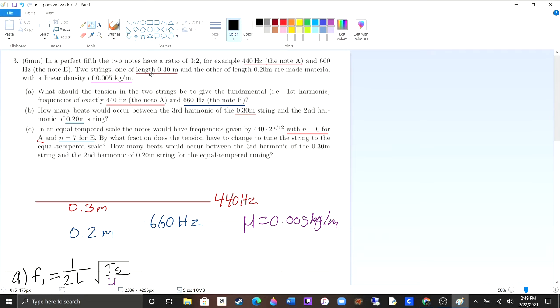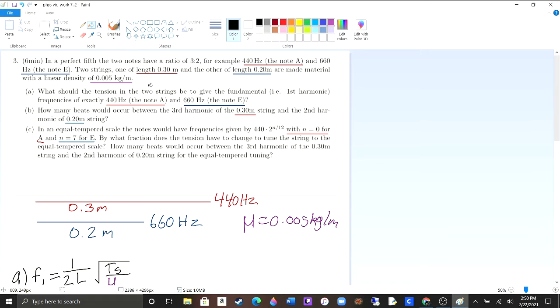So if we pay attention up here, we can assume, because it should go without saying, that if you have two strings made of the same thing, both with the same linear density, a shorter string will produce a higher frequency. Just like if you were walking on a tightrope or something, which is super long, and you were to strum that, it would probably be too low of a frequency to even hear. So we know that the longer string is related to the lower frequency, so note A, and the shorter string is related to the higher frequency.